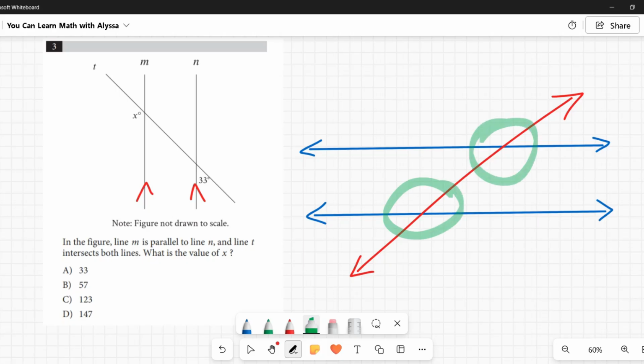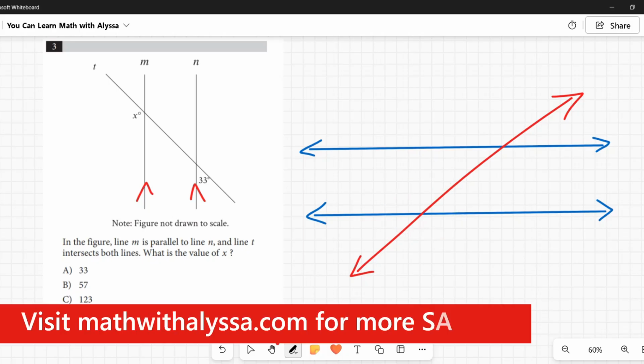Now, in your geometry class, you will have a lot of theorems that you have to learn, like corresponding angles are congruent, same side interior angles are supplementary, and same side exterior angles are supplementary. Things like that, because you're using them in proofs and theorems. You do not need to know those names for the SAT. Here is what you need to know. It's just the corresponding angles part.